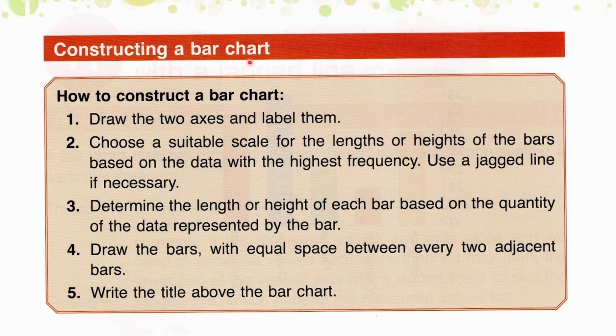Constructing a bar chart. How to construct a bar chart. 1. Draw the two axes and label them. 2. Choose a suitable scale for the lengths or heights of the bars based on the data with the highest frequency. Use a jagged line if necessary.